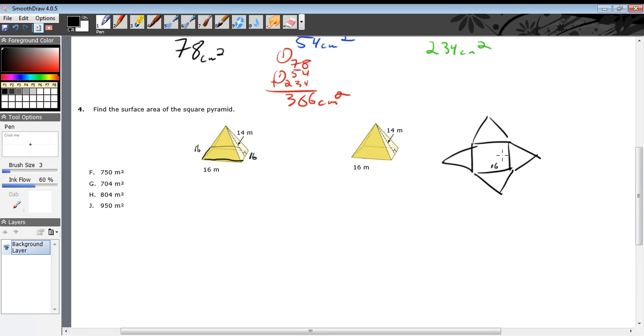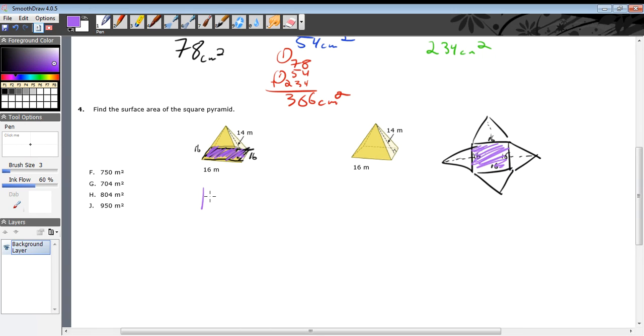So all of these here are 16. And then this distance right here, the slant height, or the height of this triangle, is 14 meters. So I drew 2. Let's go ahead and solve for the base first, because we need to solve for the area of the base, and then we'll solve for the area of the 4 triangles.